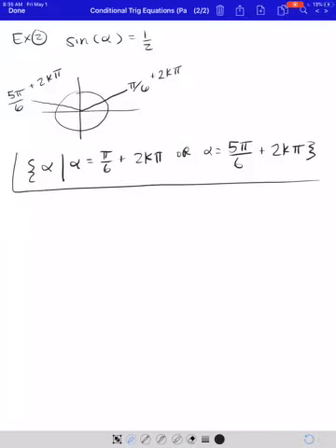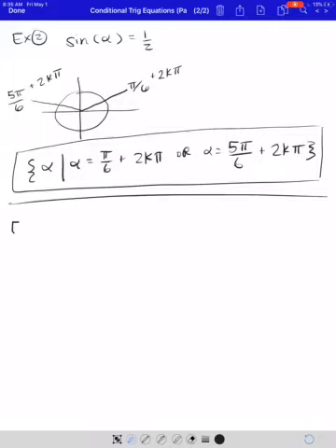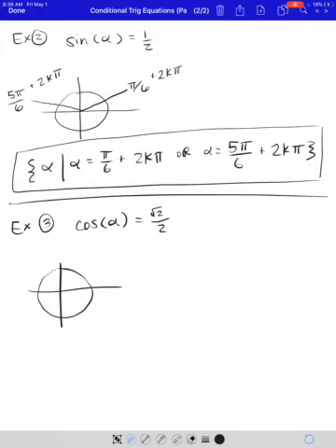And there we go. This would be our solution set for this equation. Let's look at another example. So this time let's do cosine of alpha is equal to root 2 over 2. And again, first thing is let's just locate where does cosine equal root 2 over 2.